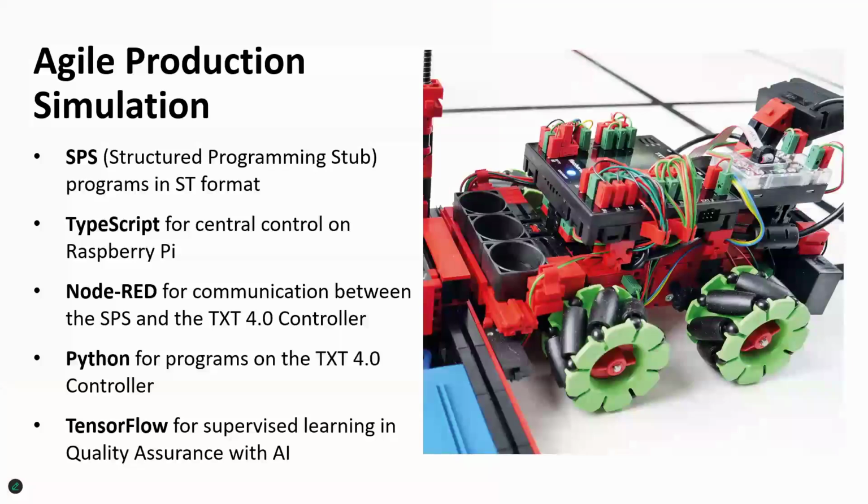Software used on the APS model includes SPS programs, structured text for the PLCs, TypeScript for central control of the Raspberry Pi, Node-RED for communication between the SPS and the Fischertechnik TXT 4.0 controllers, Python for programs on the TXT 4.0 controllers, TensorFlow for supervised learning and quality assurance with AI.